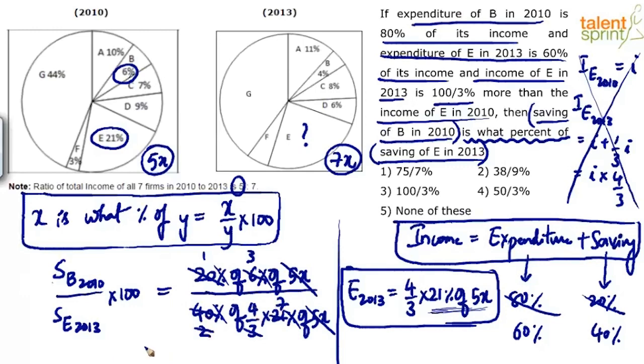So the final answer is going to be 3 by 28 into 100. X is what percent of y? X by y into 100. That into 100 is there. So 3 by 28 into 100, which is like 300 by 28. Upon simplification, 300 by 28 will become 75 by 7. This is 4 into 7, this is 4 into 25. So 25 into 3 is 75 divided by 7. 75 by 7 percentage. Option 1 is the answer.